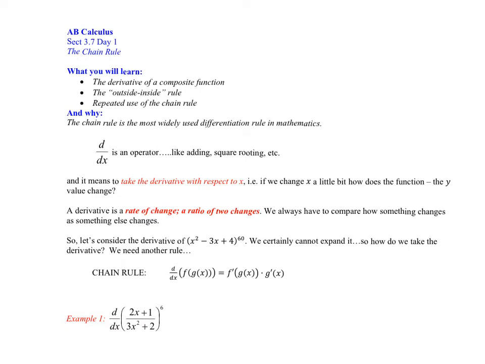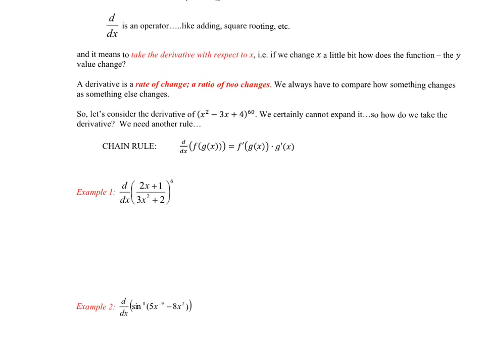Okay, so let's look at the schematic within the chain rule here. If we take the derivative of f of g of x, we take the derivative of the outer function, leave the inner function alone, and then multiply by the derivative of the inner function. So what would the outer function be here? Well, it'd be this expression to the 60th power. So the derivative of the outer function would be 60 times x squared minus 3x plus 4 to the 59th. That would be leaving the inner function alone. Then we would multiply that by the derivative of the inner function.